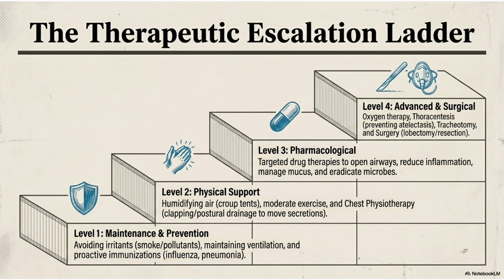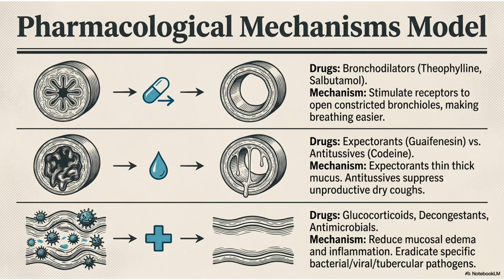Treatment follows a ladder of escalation, we call it. We start with maintenance and prevention, avoiding irritants, immunizations, things like that. Next is physical support, humidifying the air, chest physiotherapy, like the clapping, repositioning the patient. All of these are really important. If needed, then the patient will need pharmacological interventions, right? And then finally, if that doesn't work, then we will jump into advanced or surgical procedures like tracheotomies or lobectomies, procedures like that.